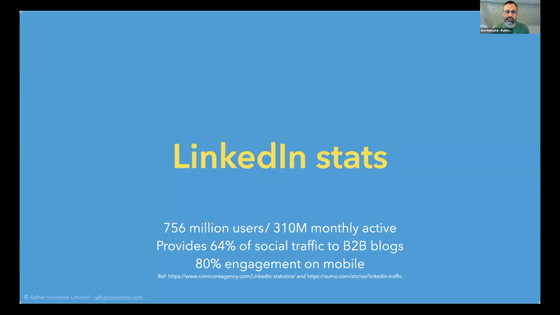So just a couple of LinkedIn stats to set the scene. I've updated this since last time. They now have 756 million users. That's up by about 23% since we started in 2019, I think that was. And the monthly active users are 310 million. That is up by 19%. So it's grown slowly. It's certainly not as big as Facebook or many of the others, but it does have a very specific niche.